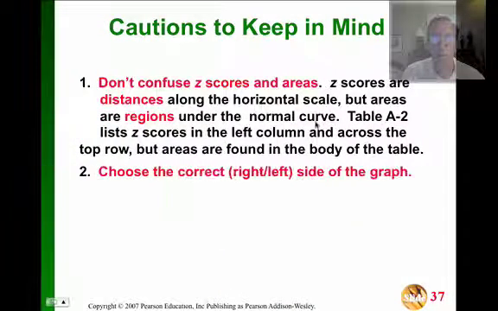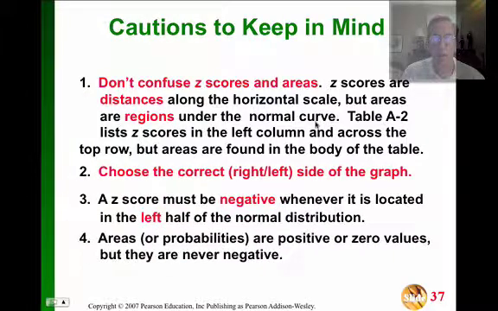Some cautions to keep in mind: z-scores are not areas under the curve. Z-scores are tied to areas under the curve. And choose the right side of the graph or the left side. 0.07, slightly positive. We're going to use the right side. And if you had a negative value, you have to use the left side of the graph, and that would be table A-2 also, but it would be the negative values for table A-2.